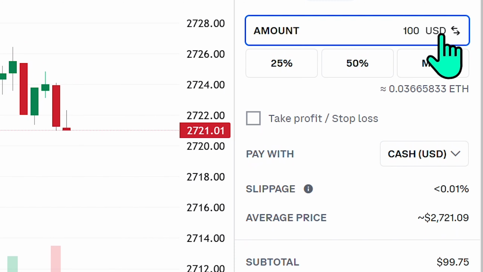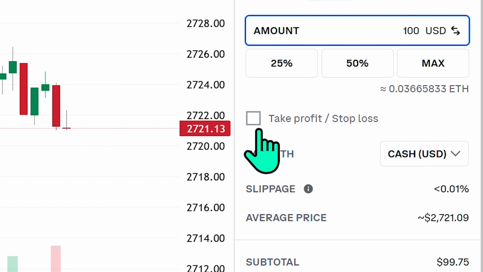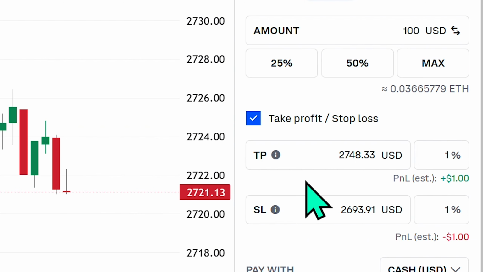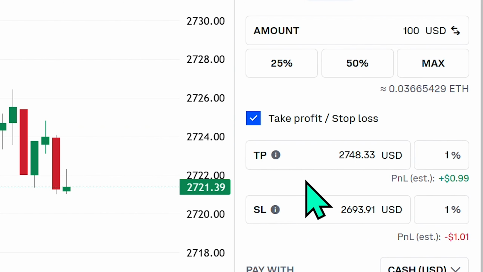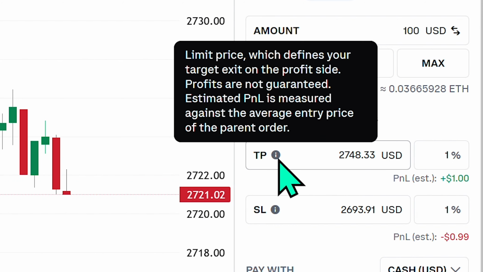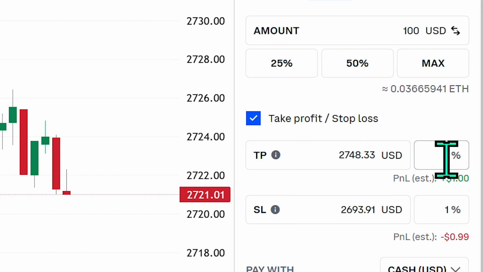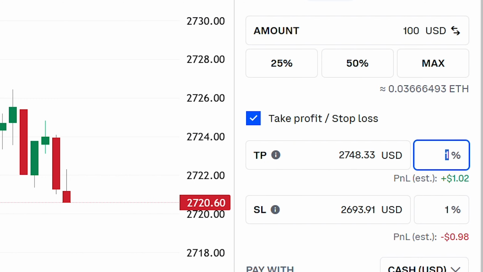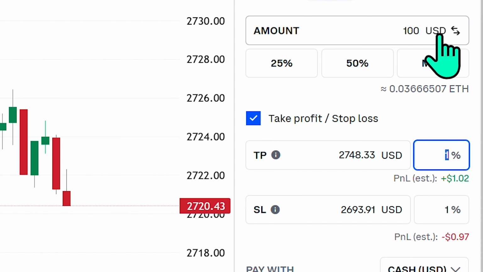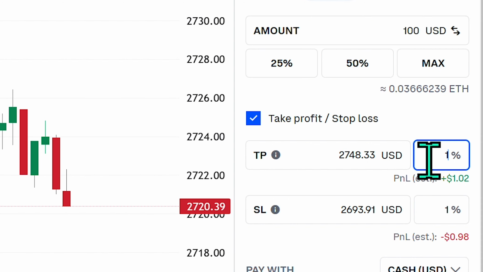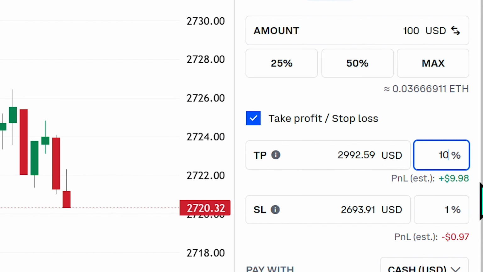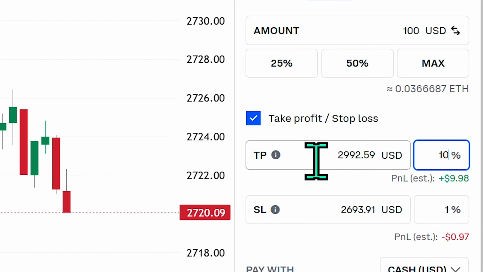So here, once we put in $100 to buy right away, we're going to go ahead and select take profit, stop loss. This is such a cool feature within Coinbase that never used to exist. What does this mean? Well, this right here is the limit price, which defines the target exit on the profit side. So think of it this way. You can put in the profit you wish to see before you take your money out. So let's say it's a very volatile market. I can buy at a market price $100 worth of Ethereum, and I could say if Ethereum goes up 10% and I make approximately $10, go ahead and sell my position.